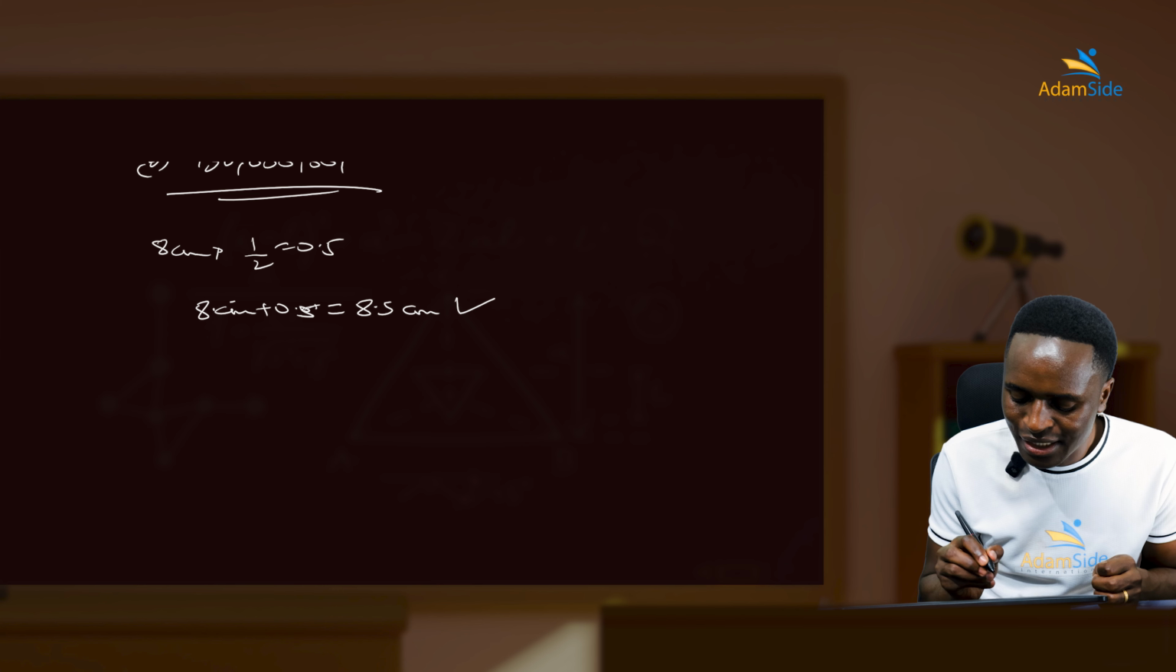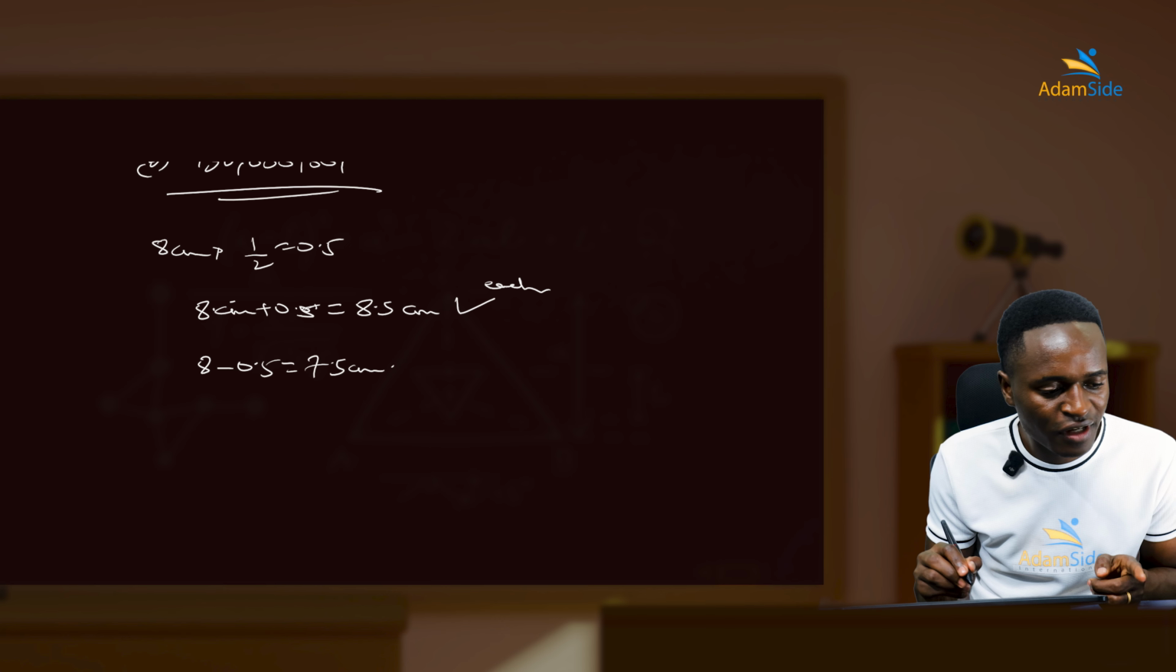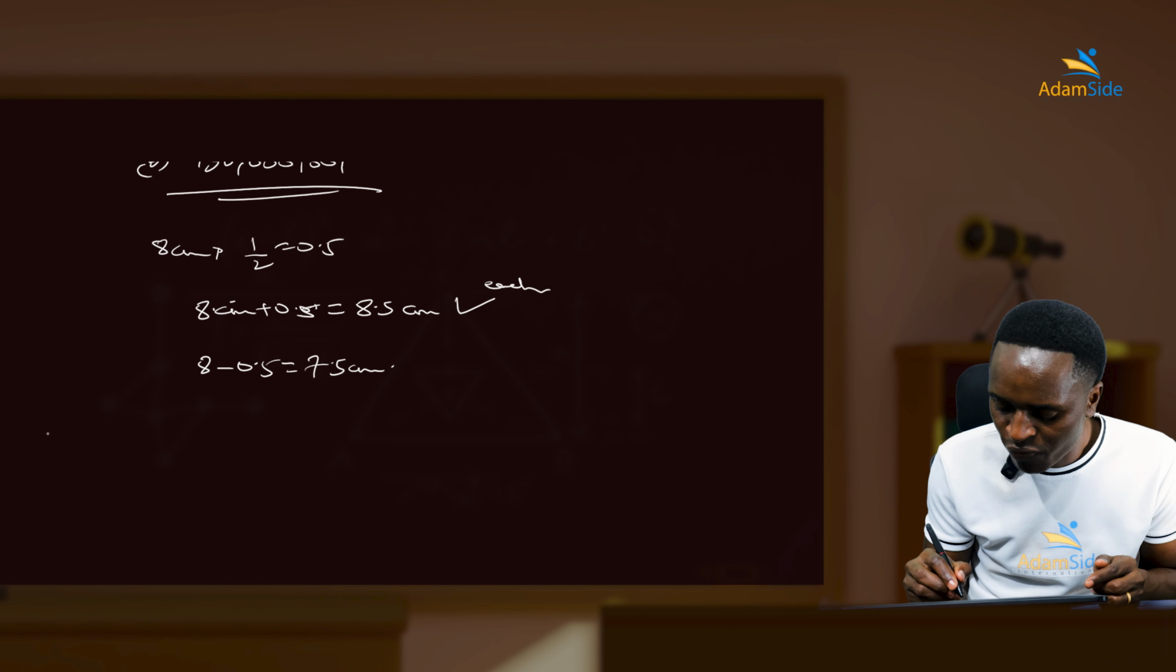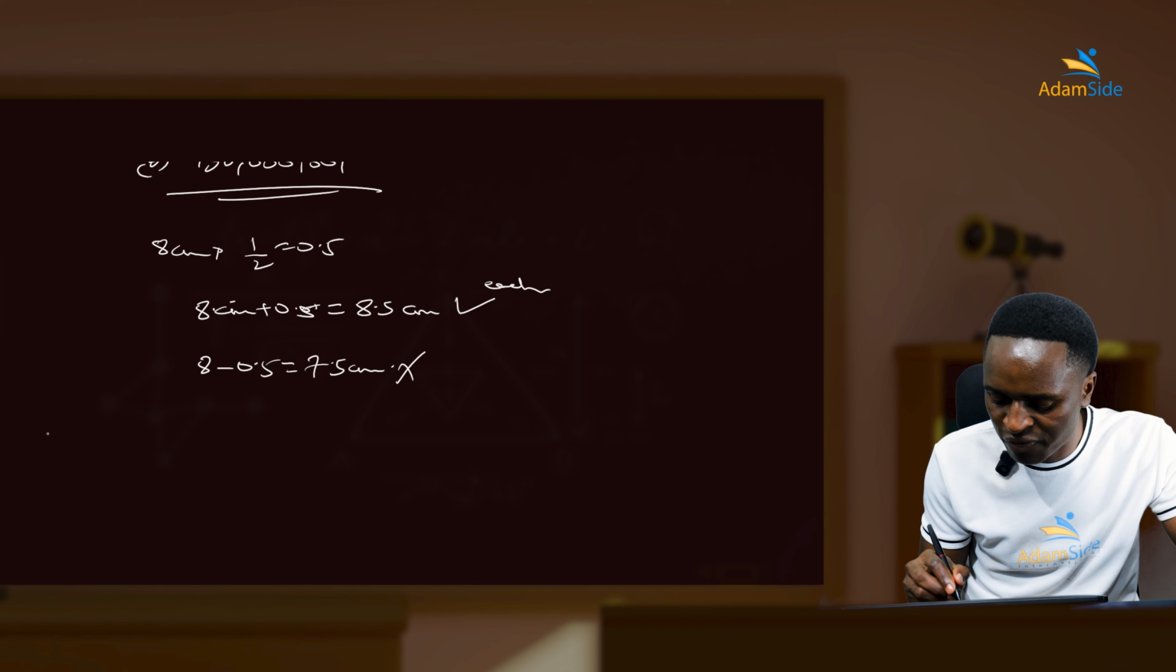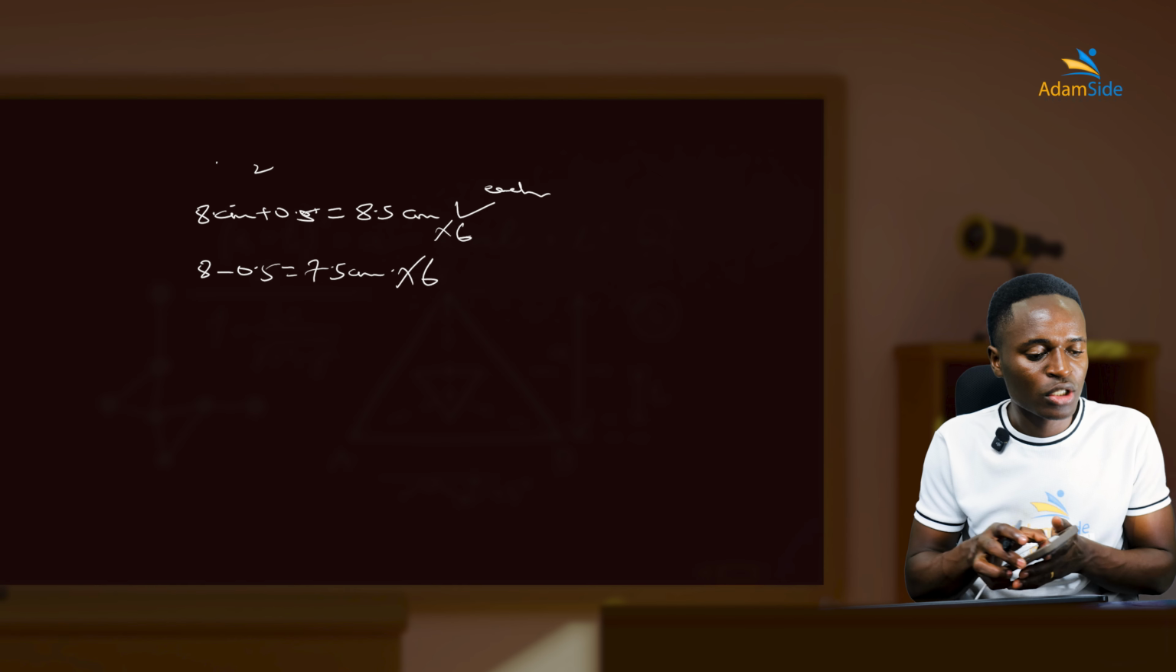And then for our least length, for each sausage, it's 8 minus 0.5, which will be 7.5 centimeters. Therefore, for the total length you do 7.5 times 6 for the least and 8.5 times 6 for the greatest. So that's what you do to get your answer.